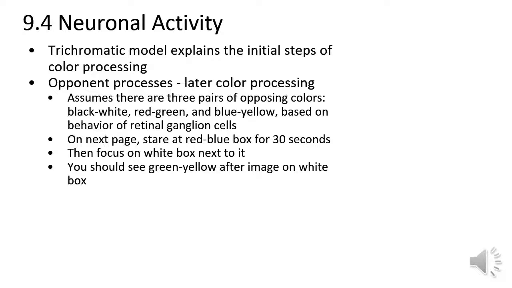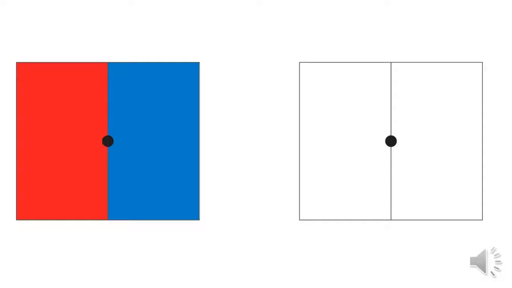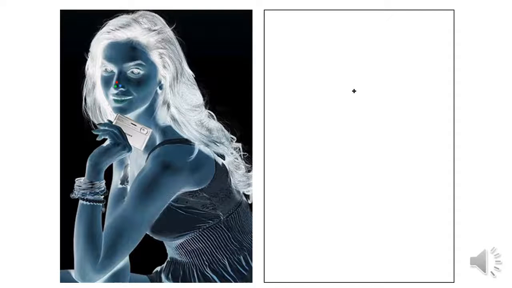On the next page, you can stare at the red-blue box for 30 seconds, and after you do that, focus on the white box next to it, and you should see a green-yellow afterimage on that white box. If you want to try this, go ahead and pause your video and stare at the colored box for 30 seconds, and then stare at the white box, but I'm going to move on. Oh yeah, and this is another one. This is a famous individual that you might not be able to recognize based on this negative image, but for similar reasons as the box before, if you stare at her image for 30 seconds as well, and then stare at the white box, you should be able to recognize her.